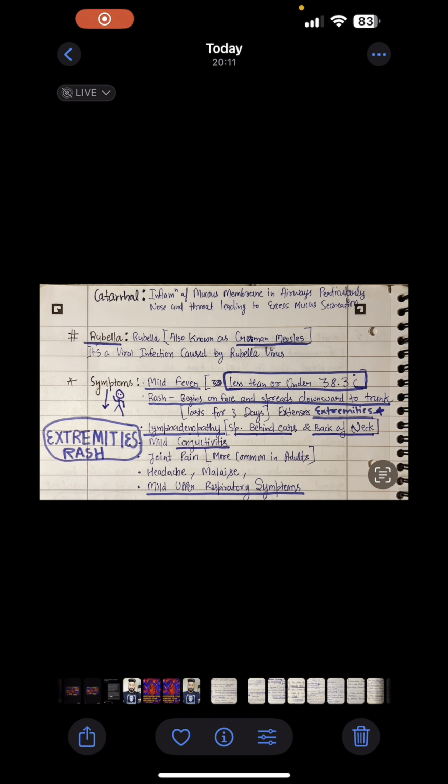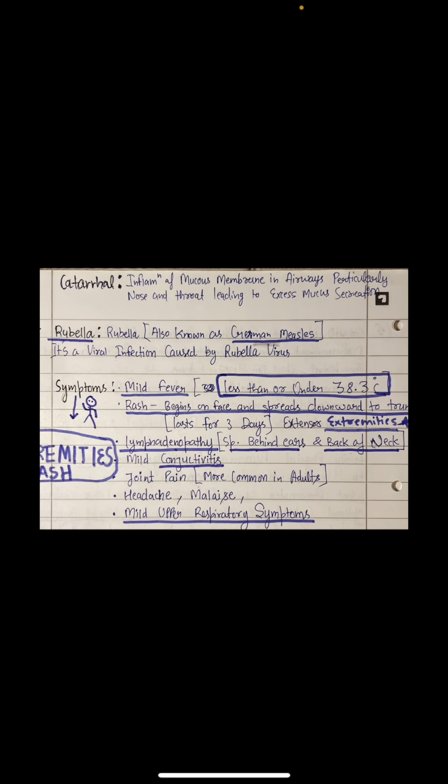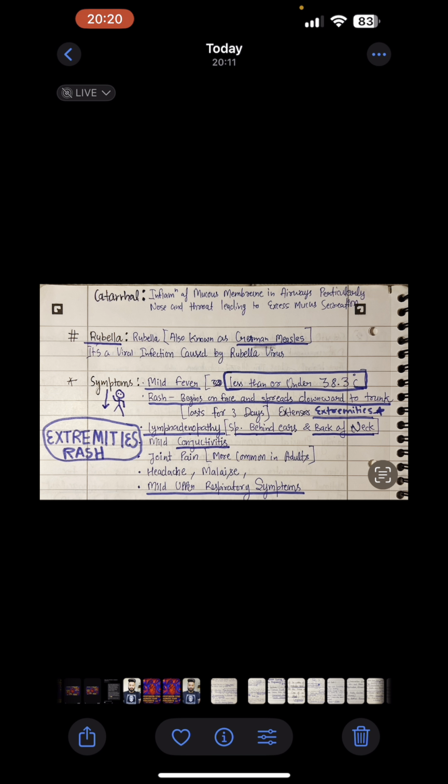So first is rubella. Rubella is also known as German measles. It's a viral infection caused by the rubella virus. And I wrote something in the corner. Catarrhal is an inflammation of the mucous membrane which will lead to higher mucus secretion. So let's see what the symptoms are.